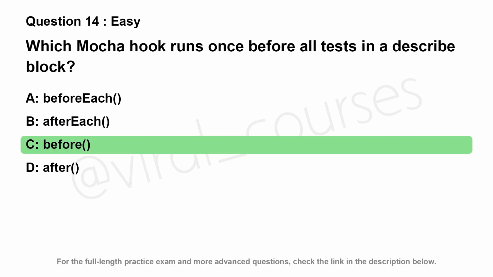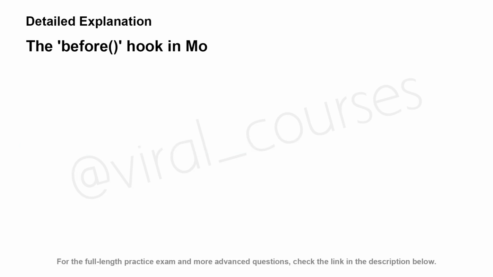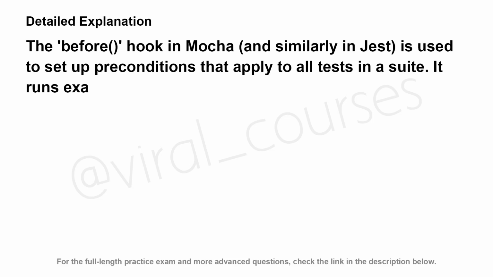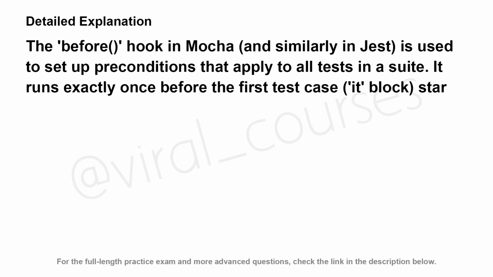The correct answer is C. The before hook in Mocha, and similarly in Jest, is used to set up preconditions that apply to all tests in a suite. It runs exactly once before the first test case. It block starts.